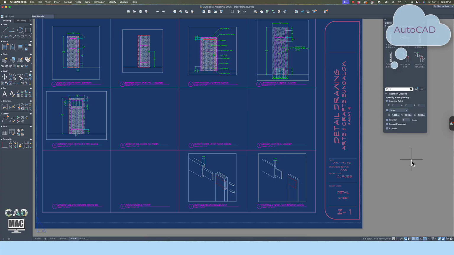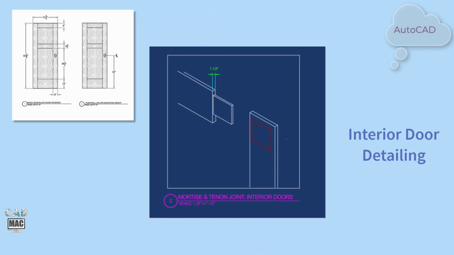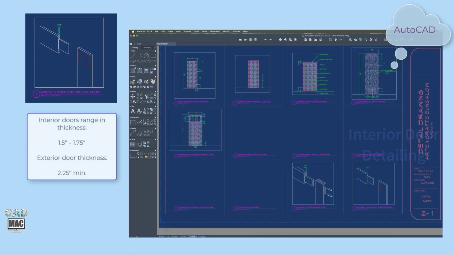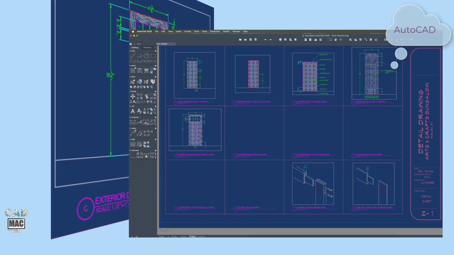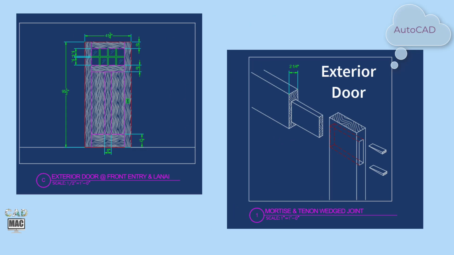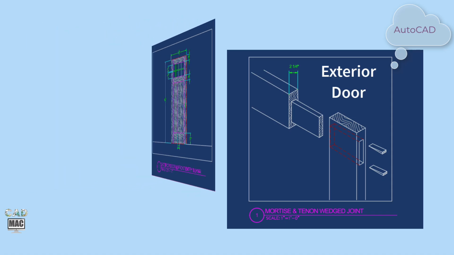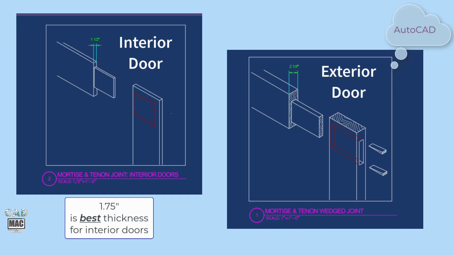In previous videos, we drafted standard interior doors depicting an assembly of rails and stiles, utilizing mortise and tenon joinery, but the tenon did not go through the stile. This is okay for interior doors because they are lighter in weight. For example, a solid entry door could be 2¼ inches thick, whereas the interior doors are typically 1½ inches thick.